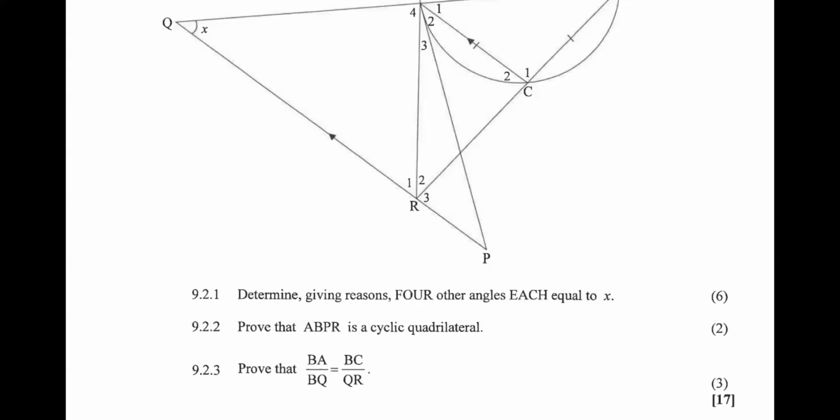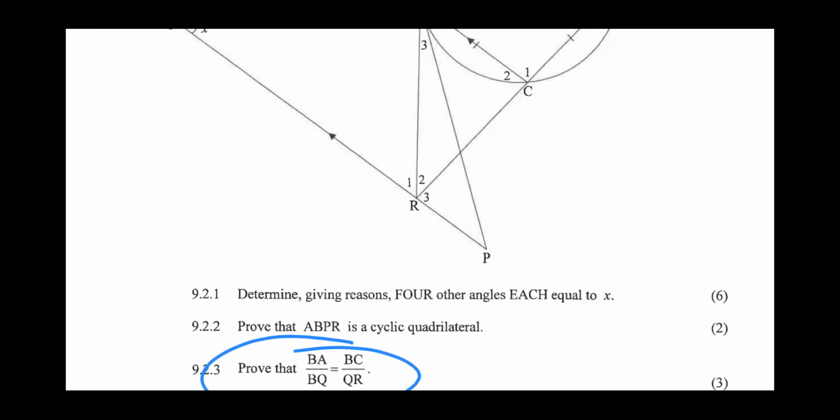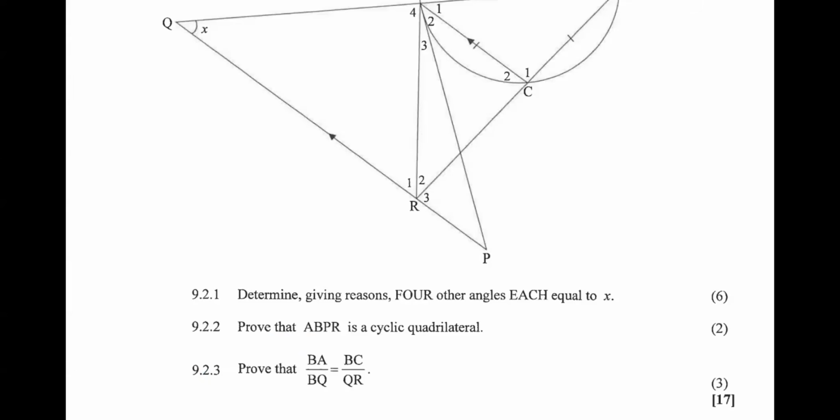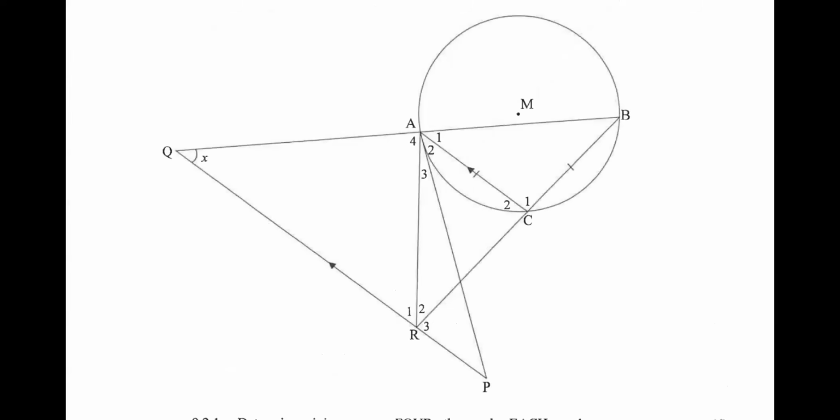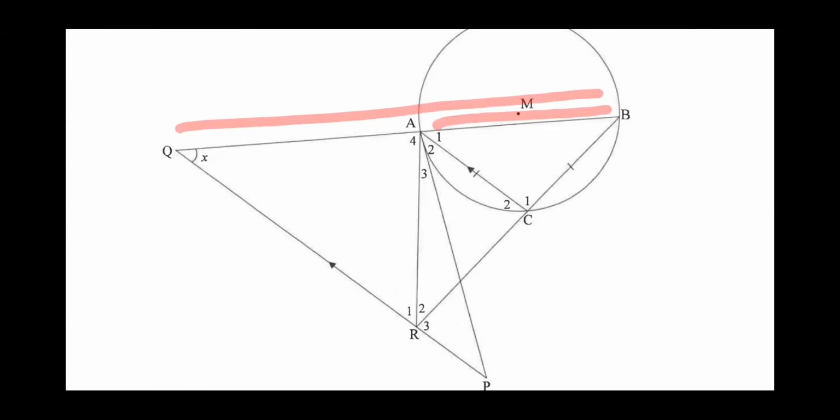Right. Prove that BA over BQ. I'm reading this last question here. Prove that BA over BQ is equal to BC over QR. BA, BQ, BC, QR. Okay, I'm going to highlight the lines they are referring to. BA, then BQ, BC, and then instead of saying BR, it rather says QR.